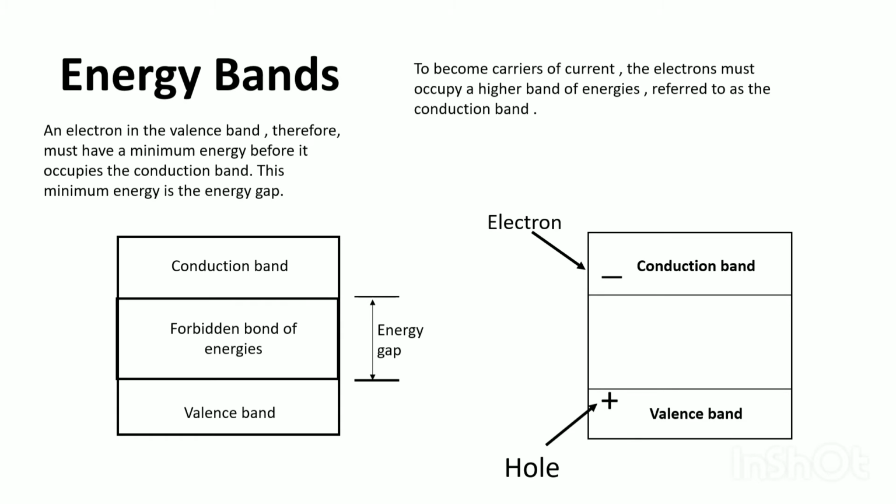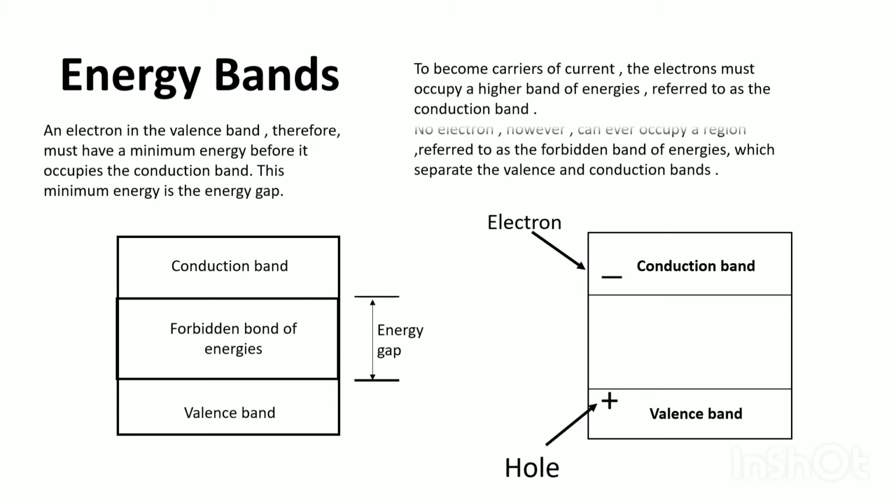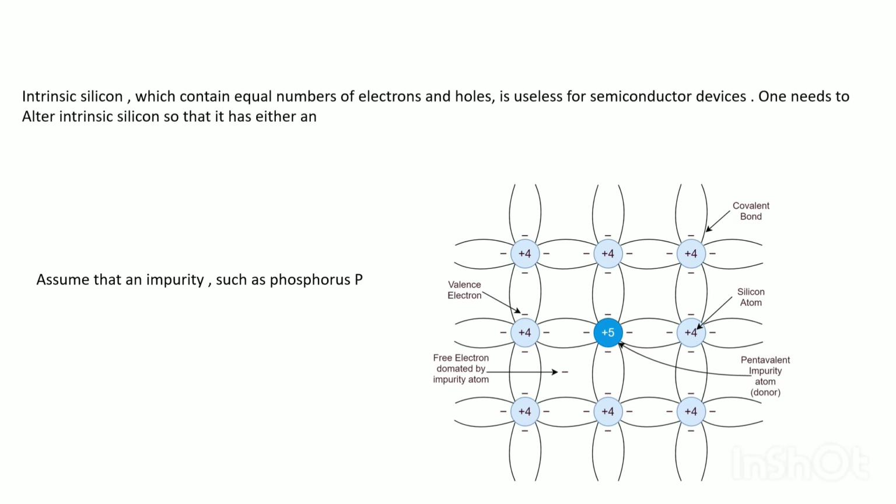In an insulator such as diamond, the energy gap is so great that there are virtually no electrons in the conduction band. The energy gap of semiconductors, however, is such that some electrons are found in the conduction band. An electron that has reached the conduction band of energies in a semiconductor leaves a vacancy or hole in the valence band of energies.